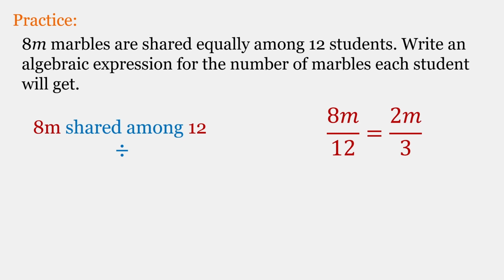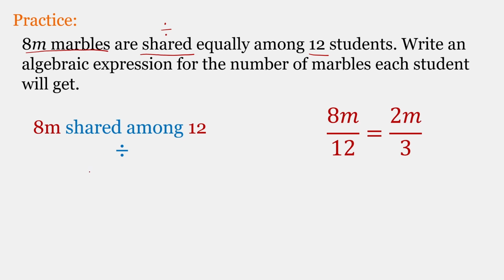For the last problem, 8M marbles are shared equally among 12 students. Write an algebraic expression for the number of marbles each student will get. The word shared will often imply division, because we are dividing up something, in this case 8M marbles, and we're dividing it up into a certain number of groups. In this case, 12. We want 12 groups of marbles, and each student will get 1 group.